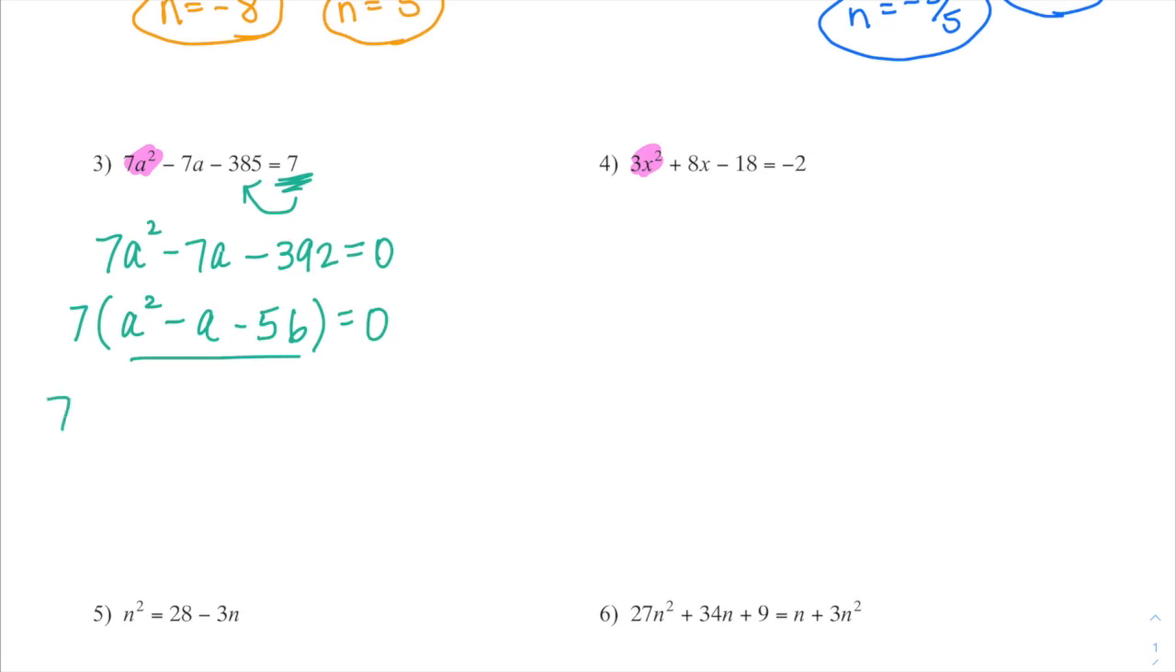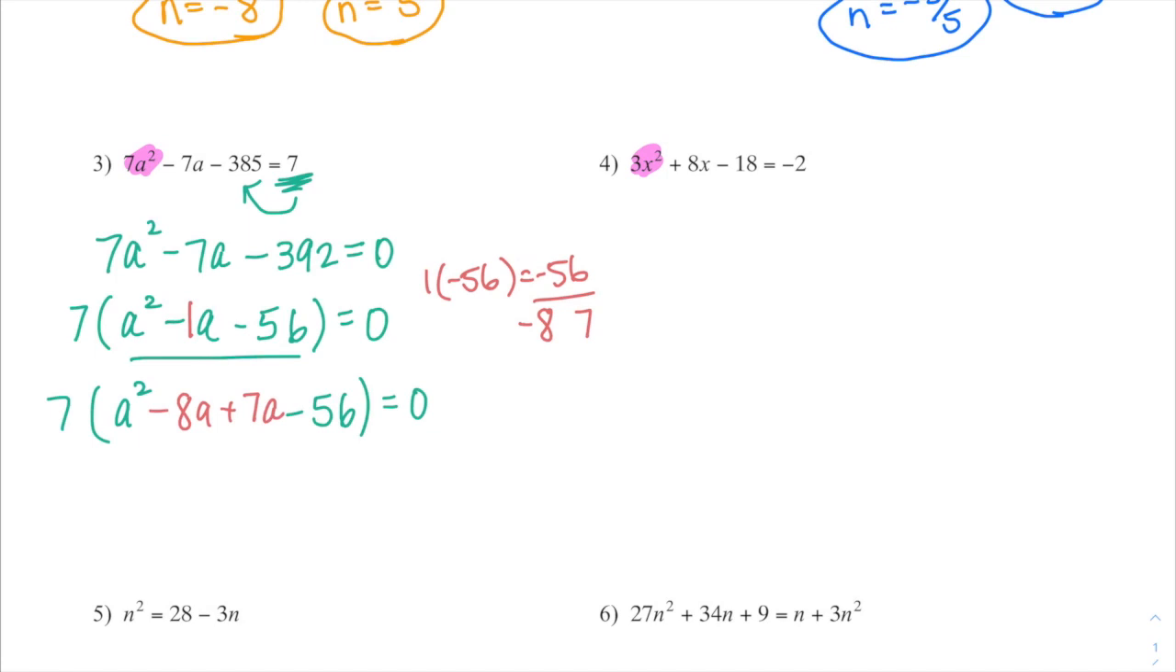So we have a squared minus a minus 56. We need to come up with the two values that multiply to 1 times negative 56, which is negative 56, and add to negative 1. Well, that's going to be negative 8 and 7. So we'll have negative 8a and a positive 7a.